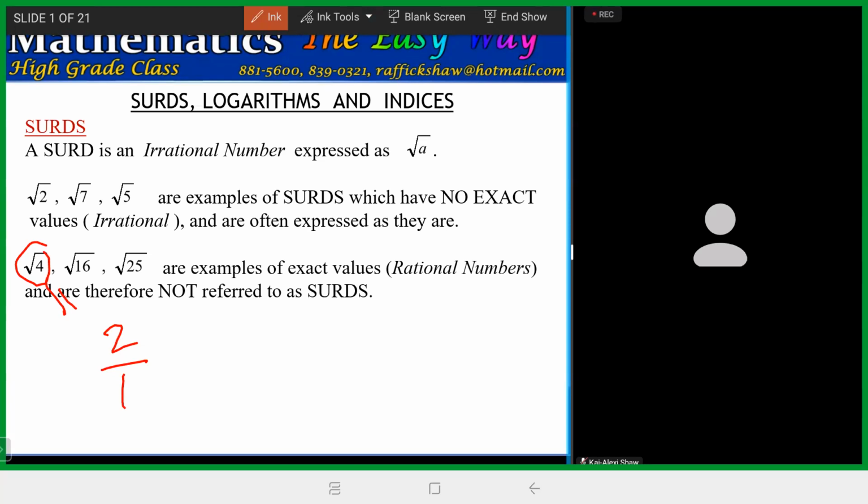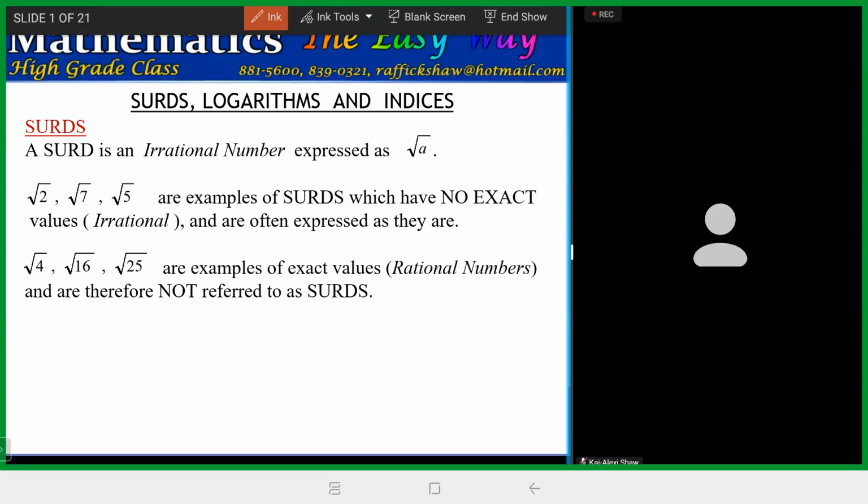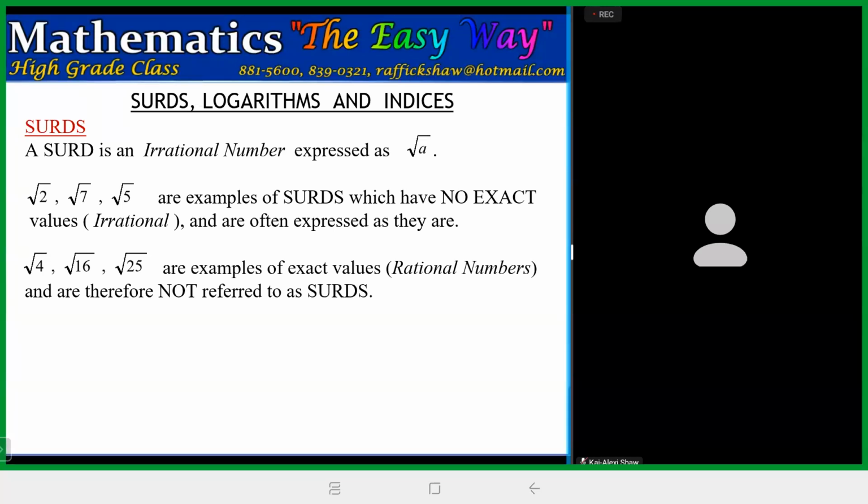Right? So you are able to express 2 as a fraction by putting it over 1. And therefore, it is not an irrational number. It is not a surd. So these are not referred to as surds. Only the ones that are not exact and cannot be expressed as a fraction. So irrational. So the square root of 4, that's some little things to know.